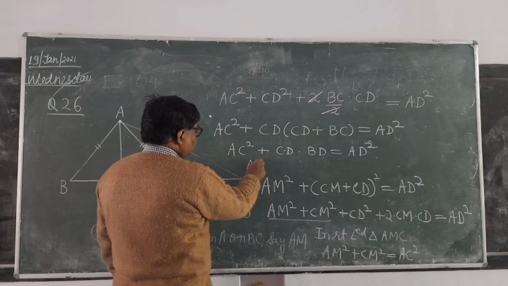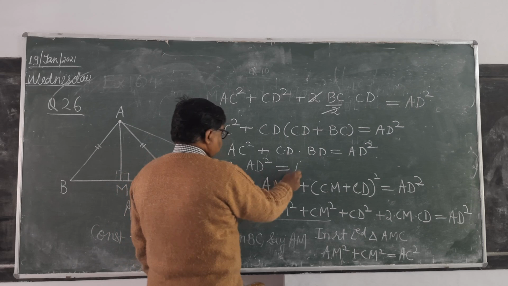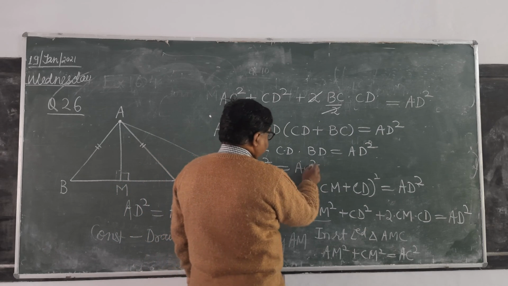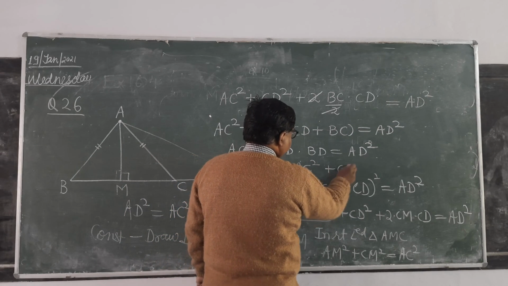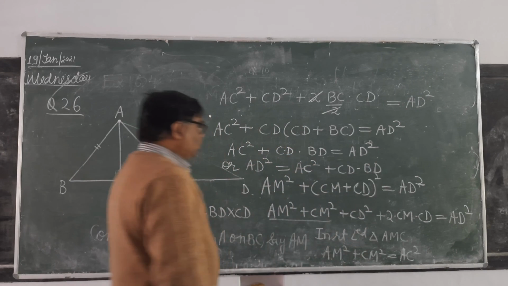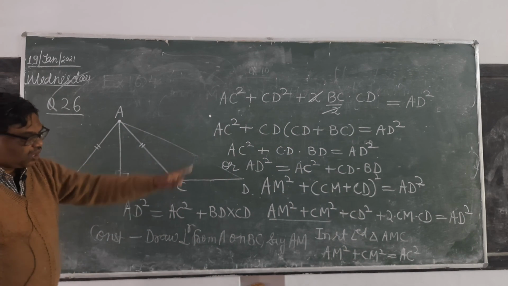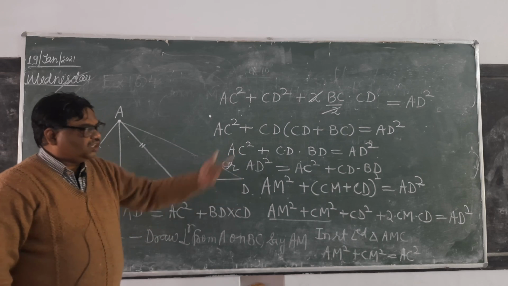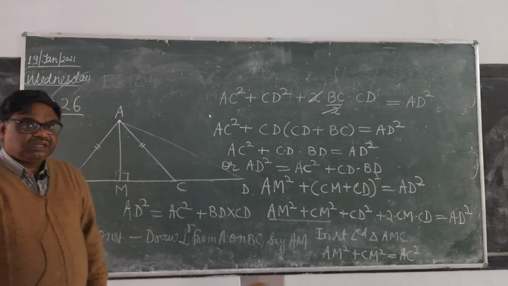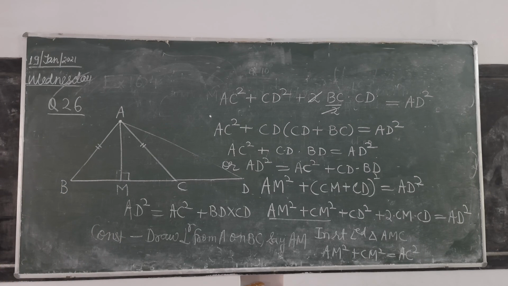AD square, you write down, or AC square plus CD into BD, hence proved. It is proved. AD square equals to AC square plus BD into CD, here CD into BD. Now tomorrow we will do some more questions in this. It's clear?